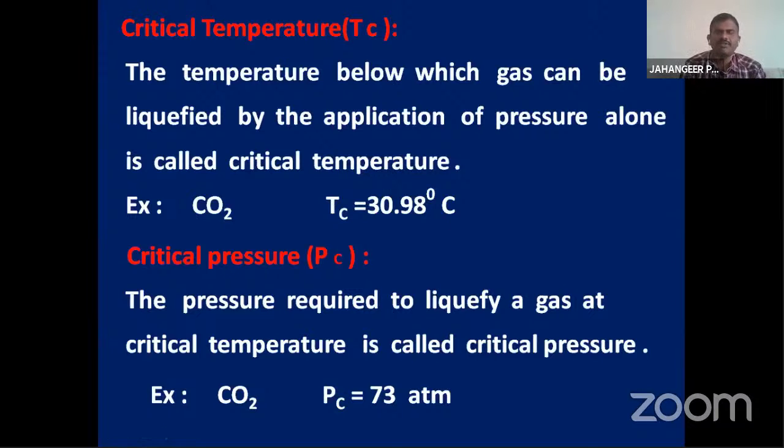Otherwise, above this temperature, no matter how much pressure is applied, it is not possible to convert from a gaseous state to liquid state. So this particular temperature is called what? Critical temperature. For every gas, there is a particular temperature. When it reaches that temperature, it starts converting from gas to liquid.